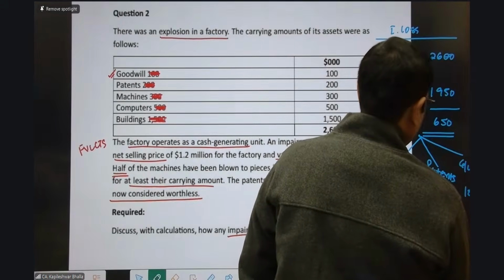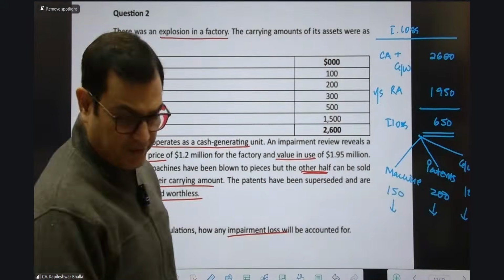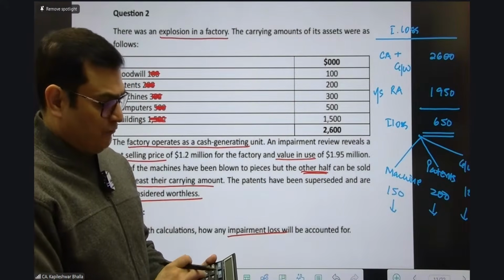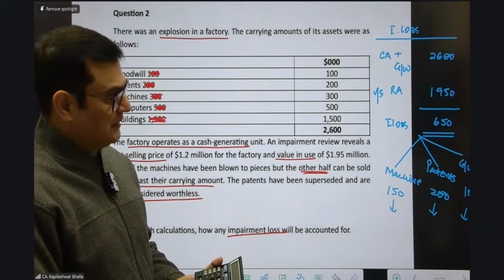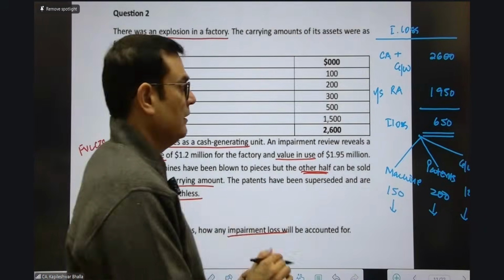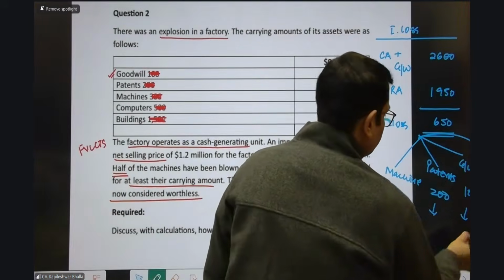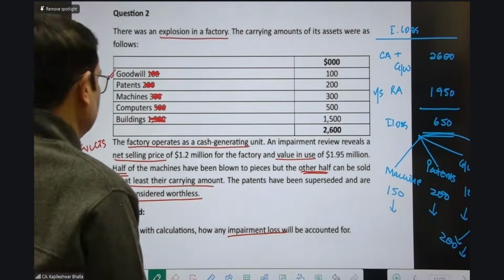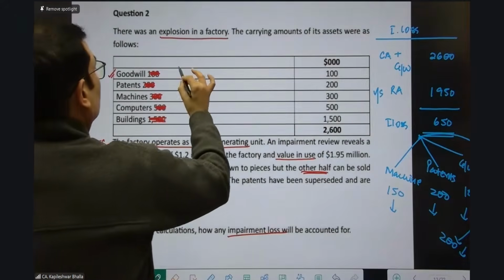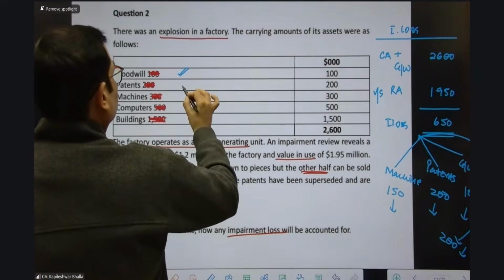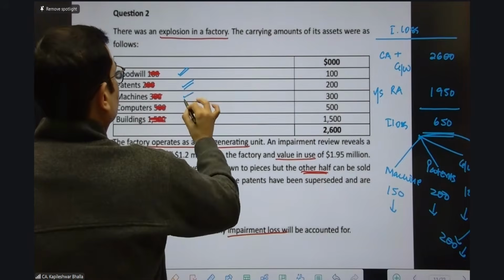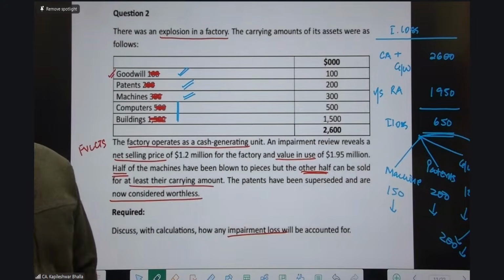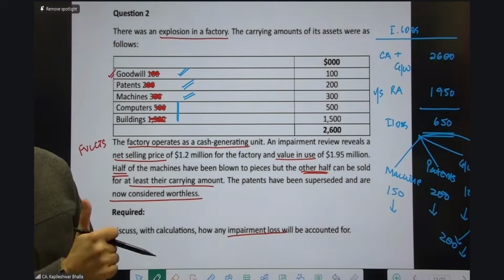So this has gone down. Let's see what is the balance. Out of 650, 150 machine is gone, 200 patents is gone, 100 goodwill is gone. Then we need to decrease the other assets by the remaining 200. Now let's see which other assets. Goodwill is already done. Patents is already done. Machine is already done. Can I say it's going to be computers and building in the book value ratio?